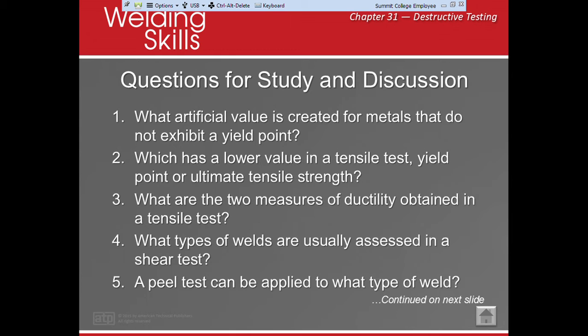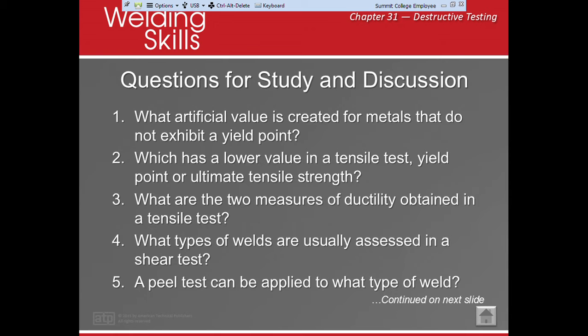What are the two measurements of ductility obtained in a tensile test? Well, percentage of elongation and percentage of reduction are measurements of ductility that we use when we get a tensile test. What types of welds are usually assessed in a shear test? Well, usually we're going to use it for shear strength. And a lot of times we use fillet welds, brazed welds, and even spot welds.